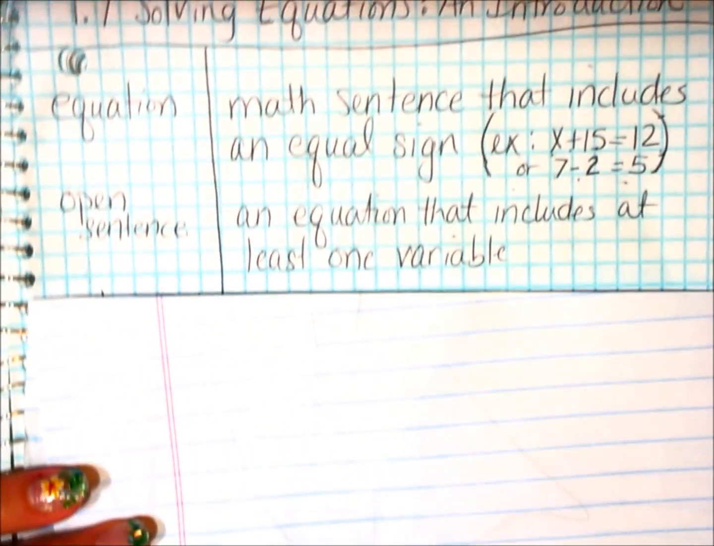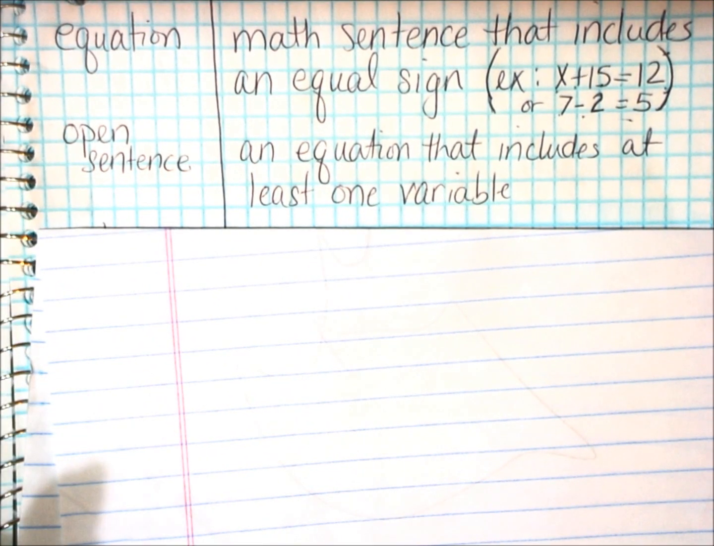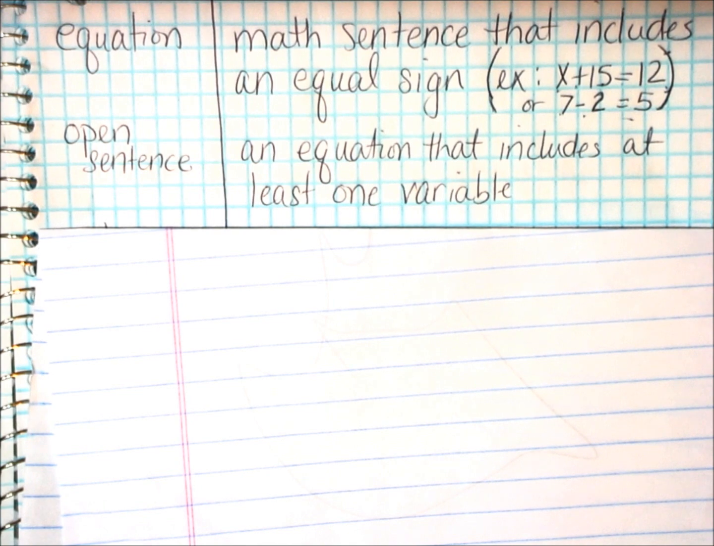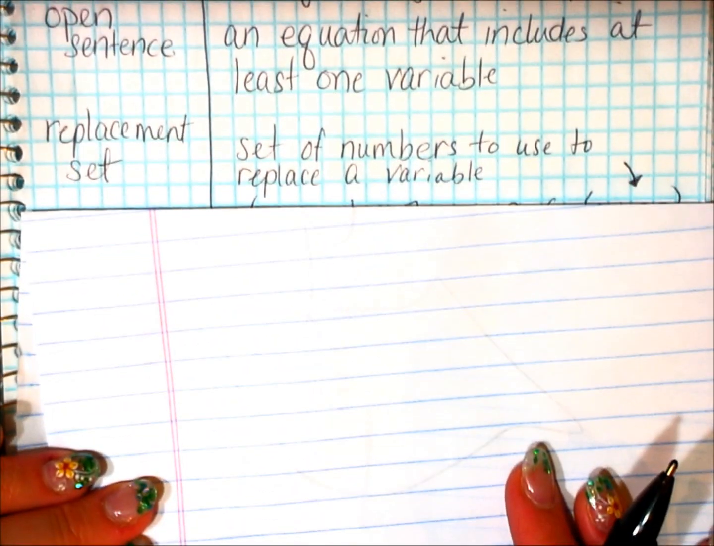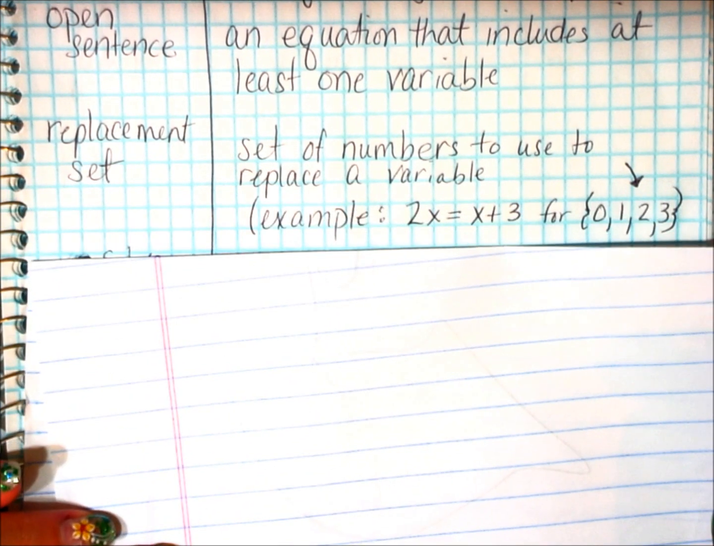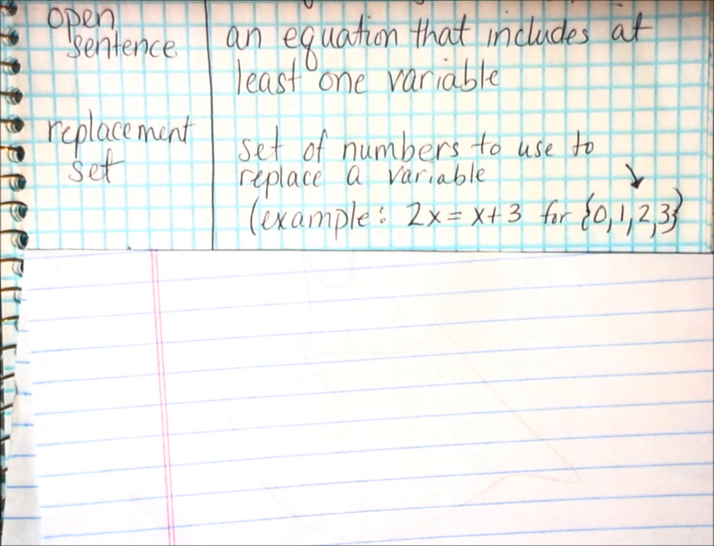All right. An open sentence means that it has at least one variable. The reason it's considered open is because you don't know what the variable would be. So it's kind of open to a lot of possible answers. Your replacement set, and here we go. A replacement set is a set of numbers to use to replace a variable.